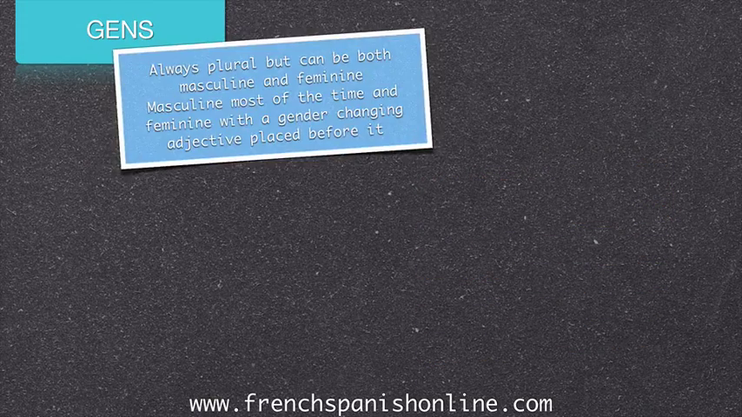Gens is always plural in French, but can be both masculine and feminine, a strange word. Masculine most of the time, but feminine with a gender-changing adjective placed before it. Let's explain the last part of the sentence.